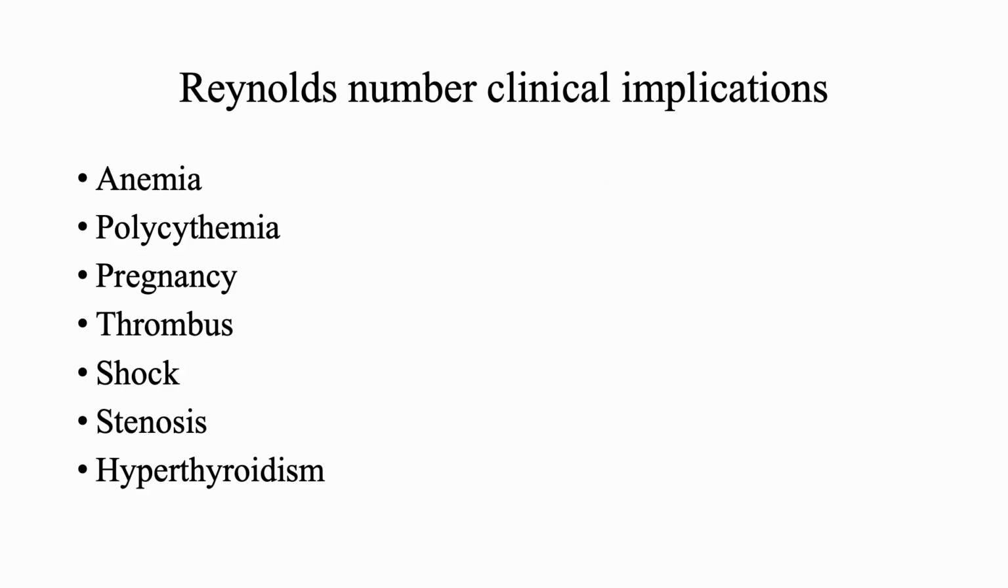Normally, Reynolds number is between 200 to 400, which means a laminar blood flow, except at branching points or high flow velocity areas, such as the aorta. Whereas if the Reynolds number increases to more than 2000, it predicts turbulent blood flow in most of the vessels. Now, let's have a look at these clinical conditions.